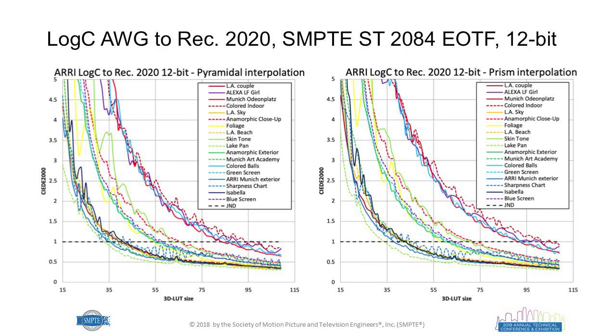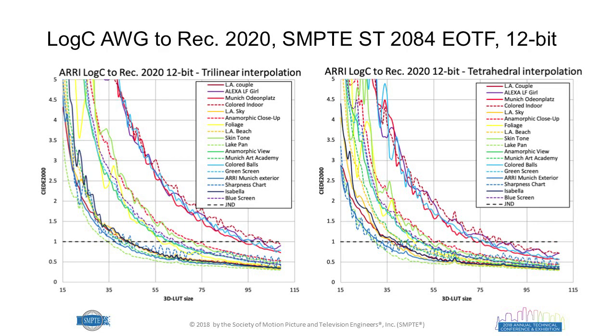And this is pyramidal interpolation and prism interpolation. Again, kind of similar results, but with trilinear and tetrahedral, we have a significant shift. And we can see also that these are actually divided, especially in the trilinear, into 3 different types of images. It's more 2 in the tetrahedral, and it turns out that the images here are actually the saturated colors and the dark colors. And they need a much larger 3D-LUT to be able to produce unnoticeable errors.